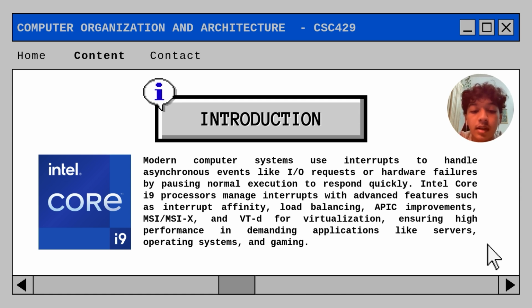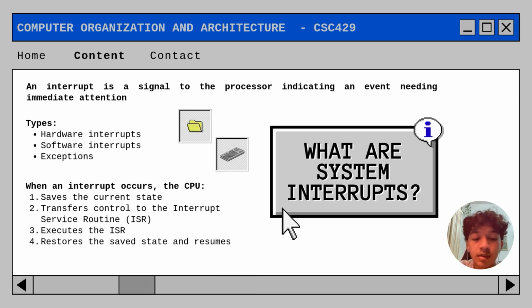In Intel Core i9 architecture, interrupts are handled with advanced techniques optimized for multi-core, multi-threaded execution. These techniques include interrupt affinity, load balancing, advanced programmable interrupt controller (APIC) enhancement, message signaled interrupts (MSI or MSI-X), and virtualization support like VT-d interrupt remapping. Understanding interrupt handling in Intel Core i9 is essential because it affects real-world performance in operating systems, servers, gaming, and other high-demand computing environments. So the next part is, what are system interrupts?